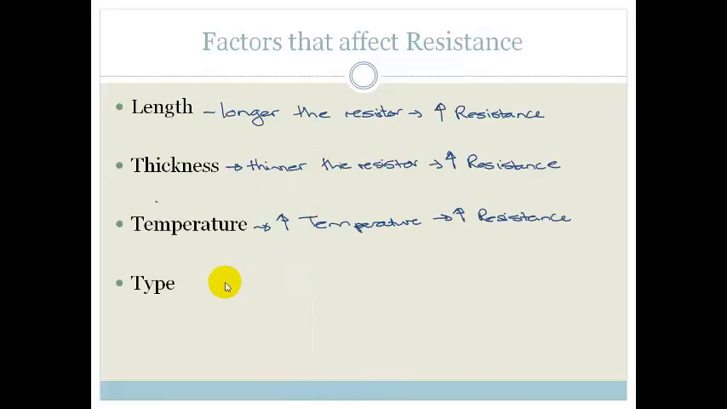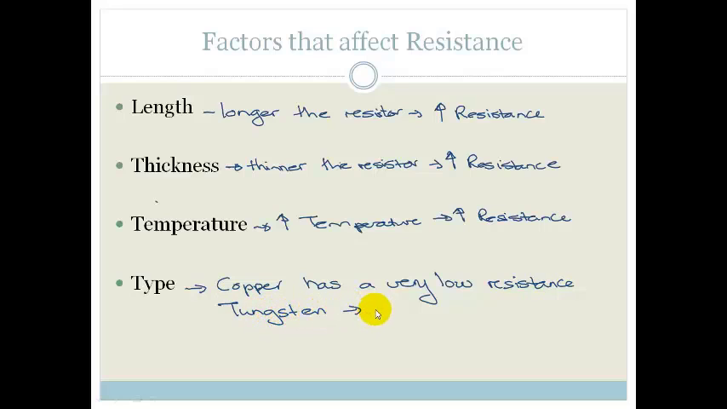And finally, type. Certain metals, and certain objects, have a greater resistance to electricity than others. That is nothing we can do anything about. We can just choose a type. For example, copper has a very low resistance, and tungsten wire has a very high resistance.